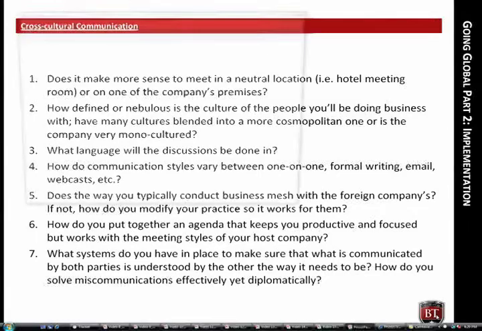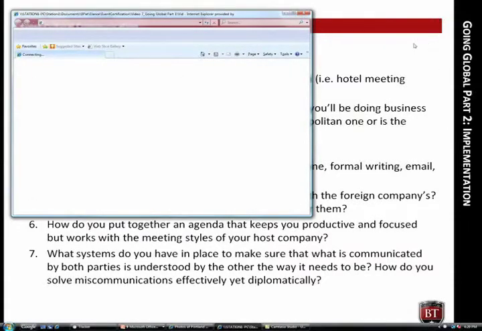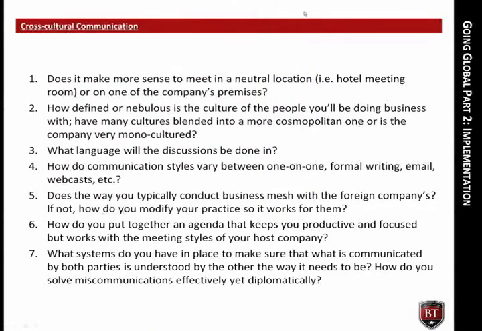How defined or nebulous is the culture of the people you're doing business with? Have many cultures blended into a more cosmopolitan one, or is the company very monocultural? What language will the discussions be done in? How do communication styles vary between one-on-one, formal writing, email, webcasts, etc.? Does the way you typically conduct business mesh with the foreign companies? If not, how do you modify your practices so it works for them?